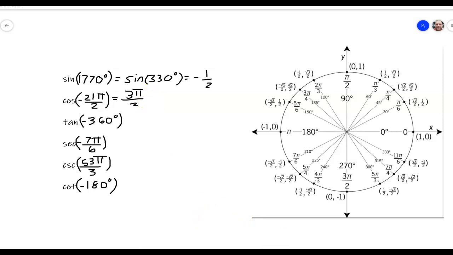I really need to write the cosine of 3 pi over 2, don't I? That's equal to the cosine of 3 pi over 2. Coming over to our unit circle, 3 pi over 2 here, the cosine is the x value, so that's simply equal to 0.